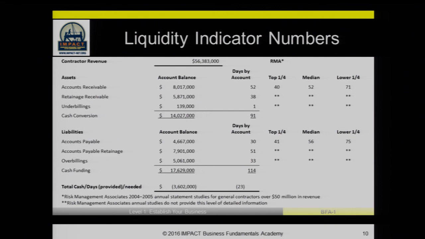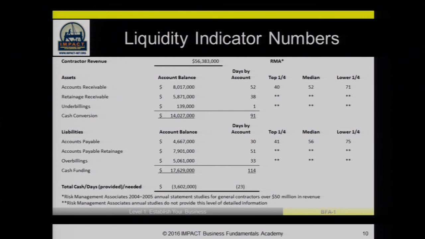In other words, you start with $1 of cash, you put it into work in process, you work it through the work in process, and you actually get it billed. Some of it goes to retainage and some of it goes to receivable. But that whole cash conversion process results in about, in this case, $14 million of cash that's being applied to operation.